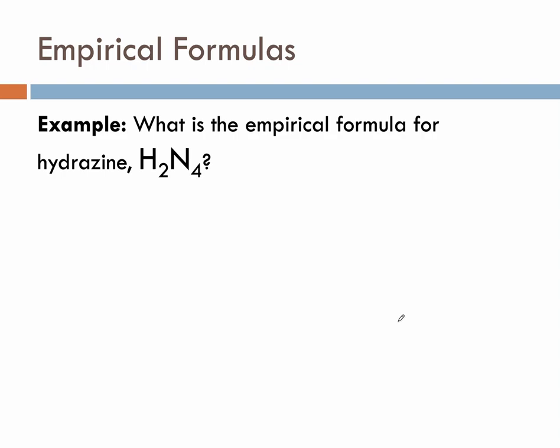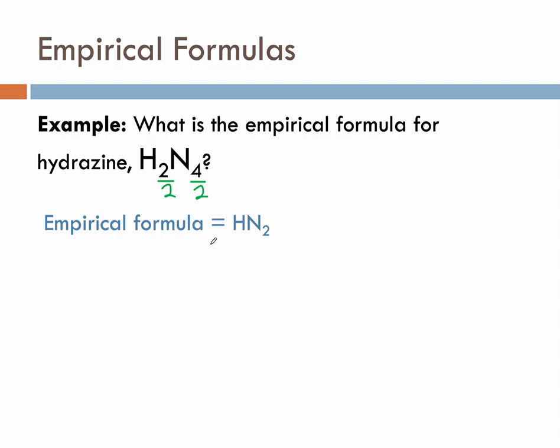What's the empirical formula for hydrazine? The real chemical formula for hydrazine is H2N4. That means in a hydrazine molecule there really are 2 hydrogens and 4 nitrogens. To put that in lowest terms, what you're going to want to do is divide by a number that both of these are divisible by. And that number would be 2, right? I could divide 2 by 2 and I could divide 4 by 2. So that's going to give me 1 hydrogen, 2 divided by 2 is 1, and 2 nitrogens, 4 divided by 2 would be 2. So the empirical formula is HN2.